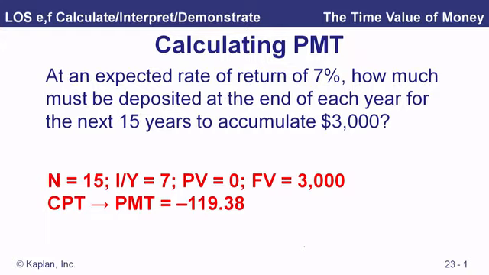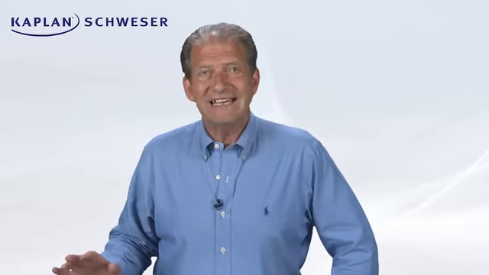So in this case, we've got 15 years, so N is 15. We've got our discount rate, our interest rate, of 7%. Our present value is 0. Our future value is $3,000. So we calculate that payment, and we do get a negative value, because if we want the future value of $1,000, we've got to pay in $119.38 at the end of each year for the next 15 years. So we solve for payment, and again, this is in end mode here.